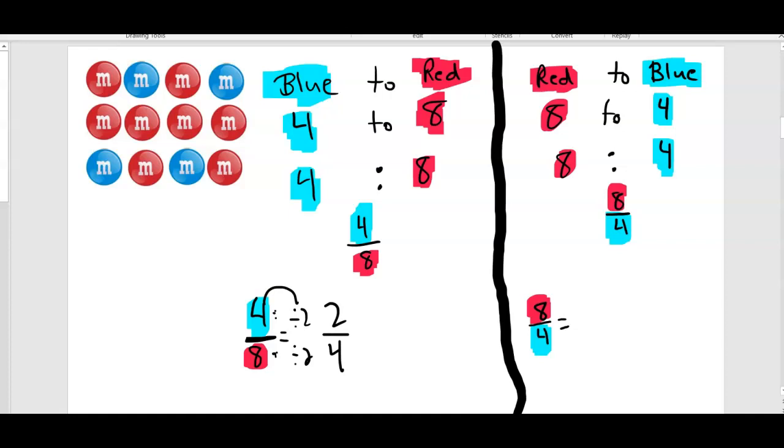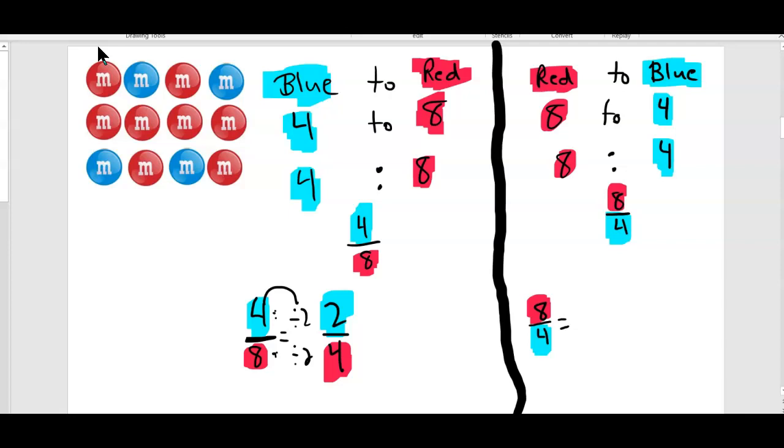You can check this going the other way. 2 times 2 is 4. 4 times 2 is 8. So it works. Alright, let's clean it up. Does that make sense? We have 4 blue M&Ms for every 8 M&Ms. Do we have 2 blue M&Ms for every 4 M&Ms? Let's see if we can circle that and make that happen.